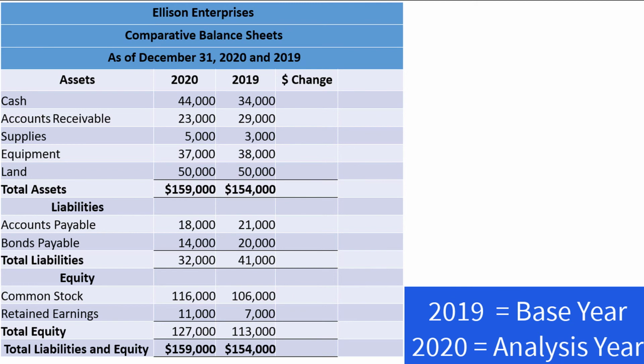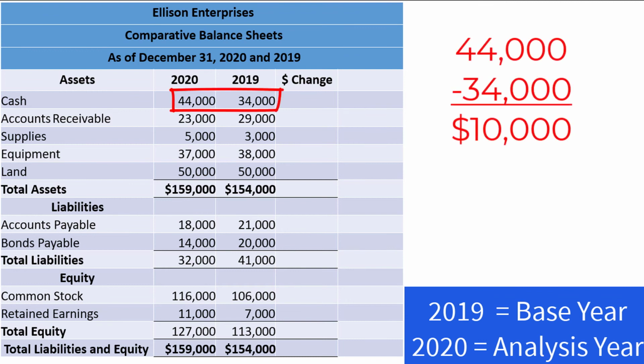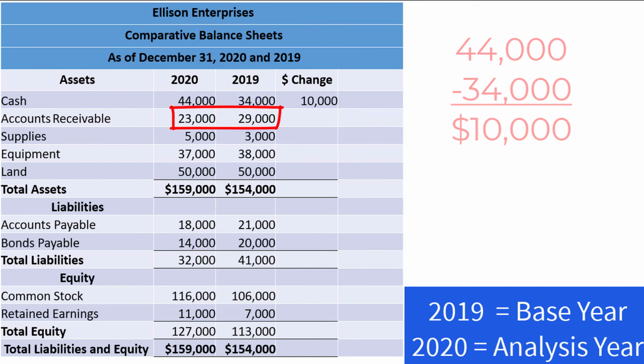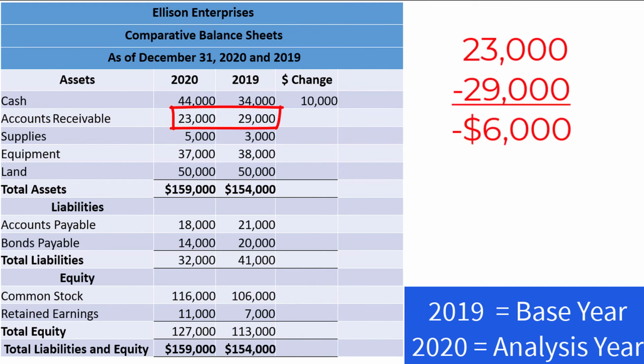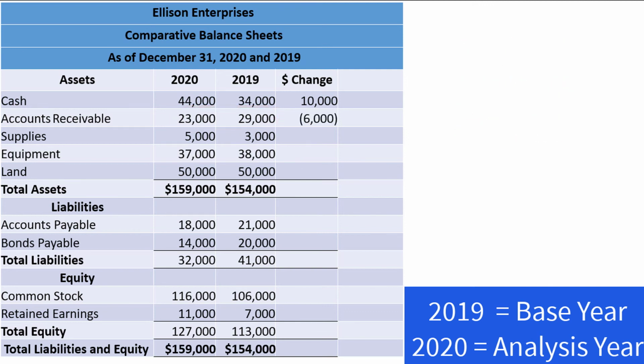The dollar change can be found by taking the analysis period amount and subtracting the base period amount. Looking at cash, we have $44,000 minus $34,000, which equals a $10,000 change. For accounts receivable, we have $23,000 minus $29,000, which equals a negative $6,000 change. We can continue with the same process for the entire balance sheet, including the totals. For each item, we are simply taking the 2020 amount and subtracting the 2019 amount to get the dollar change.